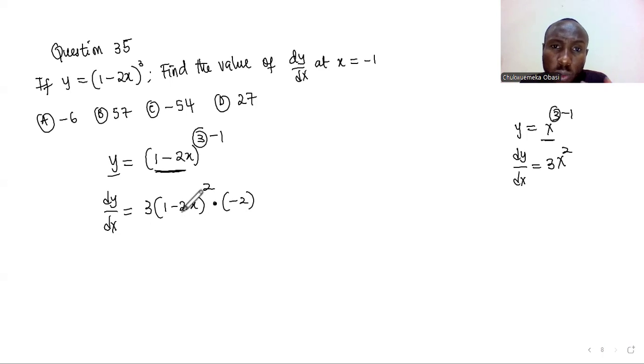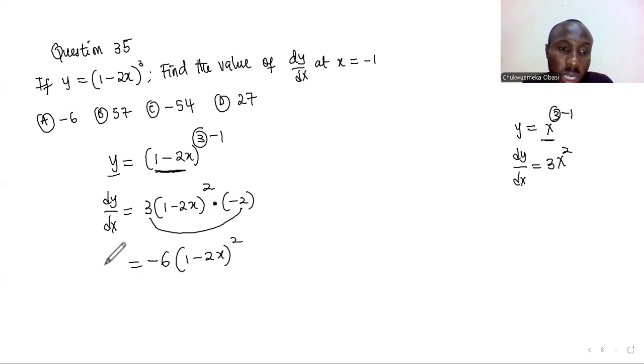So at this very point, what would you do? You just go and multiply out. You don't want to do 3 times 1. That is wrong, because there's a 2 right here. The only thing you can multiply is 3 and negative 2. And that will give us negative 6 into (1 minus 2x) all squared. All right, so from this very point, we have actually differentiated. So this is our dy/dx.